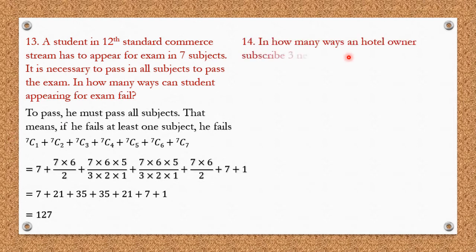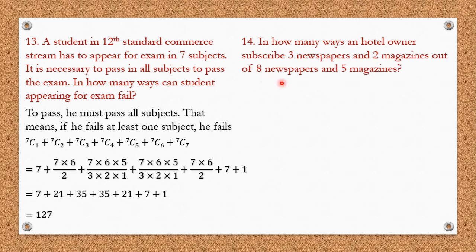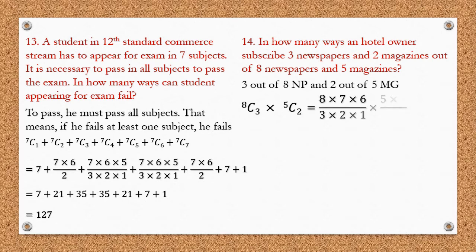14. In how many ways can a hotel owner subscribe to 3 newspapers and 2 magazines out of 8 newspapers and 5 magazines? So, 3 newspapers out of 8 newspapers and 2 magazines out of 5 magazines. It's pretty simple. 8C3 into 5C2. So 8×7×6 upon 3×2×1, 5×4 upon 2×1. That is 56 into 10, 560.